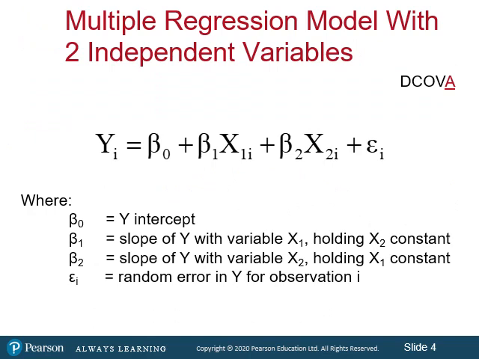So here we have the equation written in a simpler format: yi equals beta 0 plus beta 1 x1 plus beta 2 x2 plus error. Beta 0 is your intercept. Beta 1 is the slope of y with variable x1 holding x2 constant. Beta 2 is the slope for y with variable x2 holding x1 constant. And this is the error term for the random error in y for observation i.